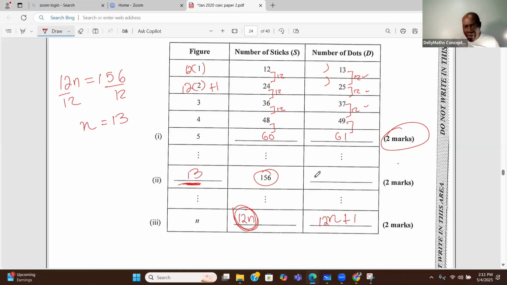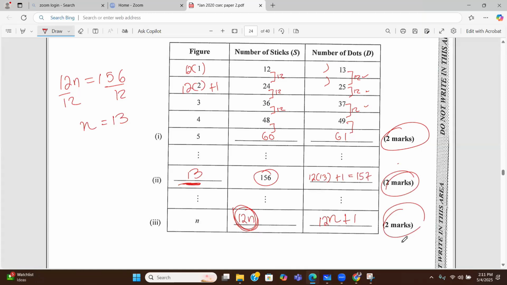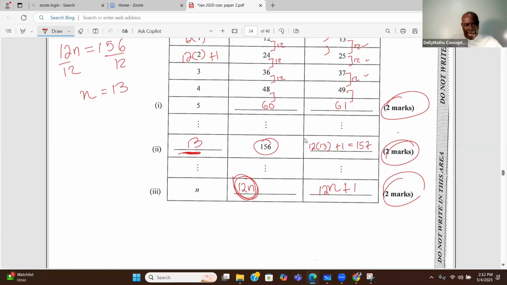So now how would you move from 13? You're going to say 12 times 13, that's 156, plus 1, that's 157. See there? Perfect. 6 marks gone up your grade already. We're good? Yes, sir. All right, we're good. Let's keep rolling like a dice now.